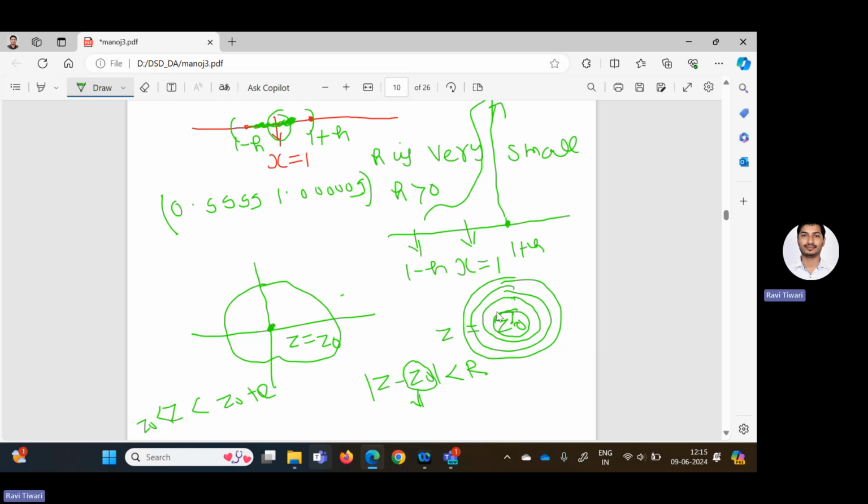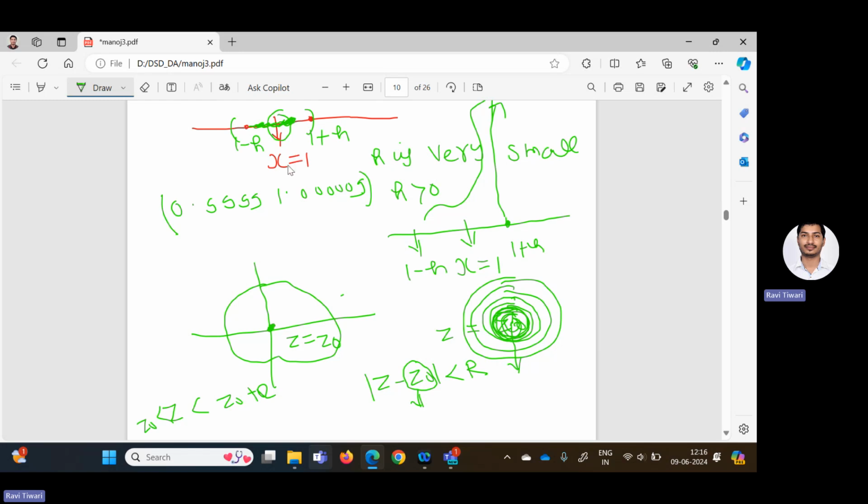So in the complex plane, the neighborhood is that around that point we take a disk, and all of it is the neighborhood. Then the meaning of differentiability is that the function should be differentiable at z equal to z naught and in each neighborhood of it, and that neighborhood can be infinite. It should also be differentiable in its neighborhood.